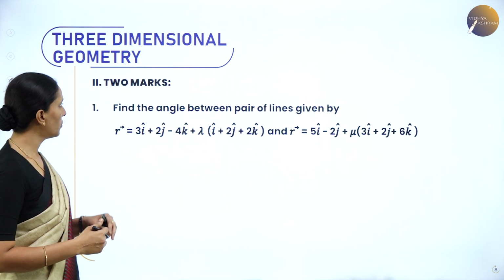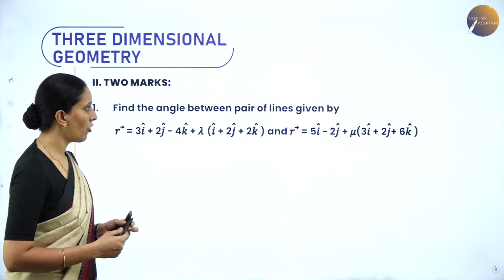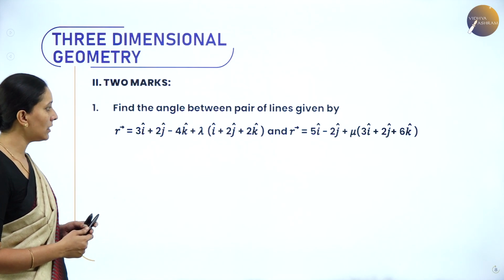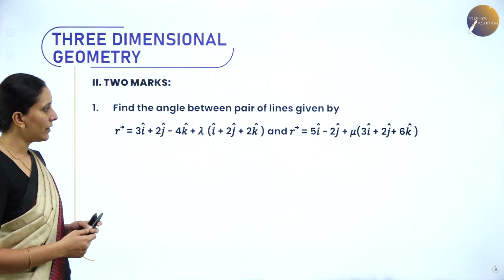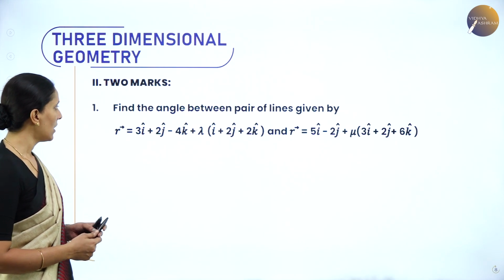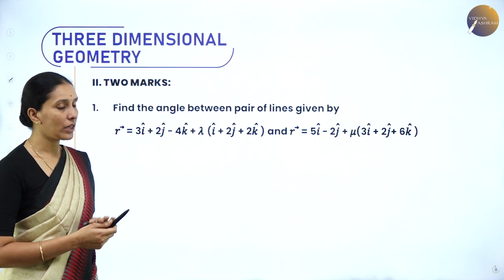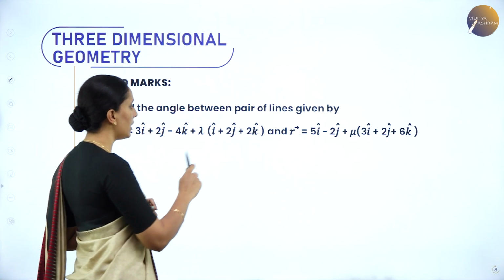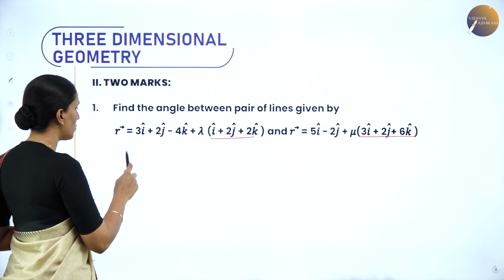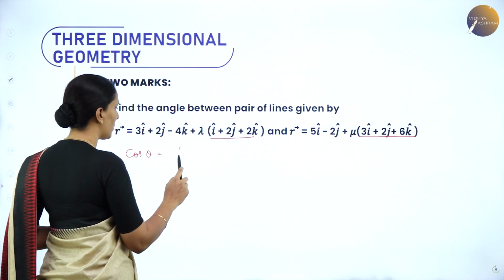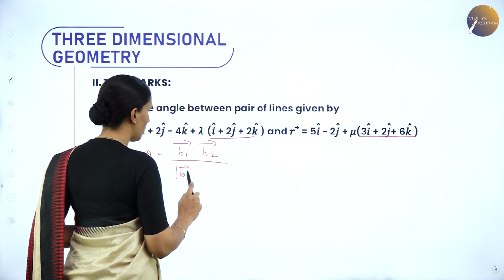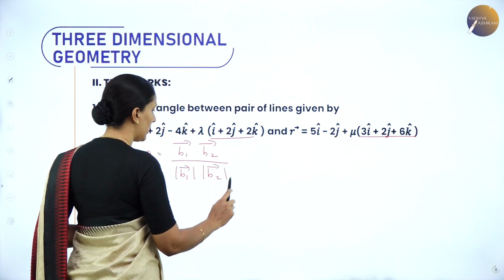Next, we'll move on to the 2 marks question. Find the angle between the pair of lines given by vector r is equal to 3i plus 2j minus 4k plus lambda (i plus 2j plus 2k), and vector r is equal to 5i minus 2j plus mu into (3i plus 2j plus 6k). So here we are supposed to find the angle between the pair of lines. So which means we need to find out the dot product of these vectors divided by its respective magnitude. So we know the formula that cos theta is equal to vector b1 dot vector b2 divided by magnitude of vector b1 magnitude of vector b2.